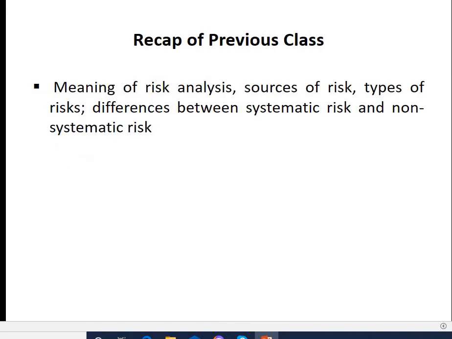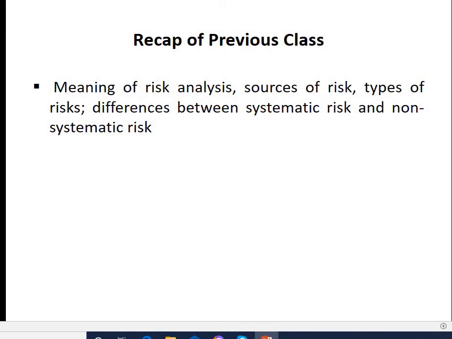Let's have a quick recap of the previous class. In the second session, I dealt with the meaning of risk analysis, which is the technique we use to estimate the risk of a project and to decide whether to accept or reject the project. Next, I discussed the sources of risk, like project related risk, market related risk, company related risk, industrial risk and so on.